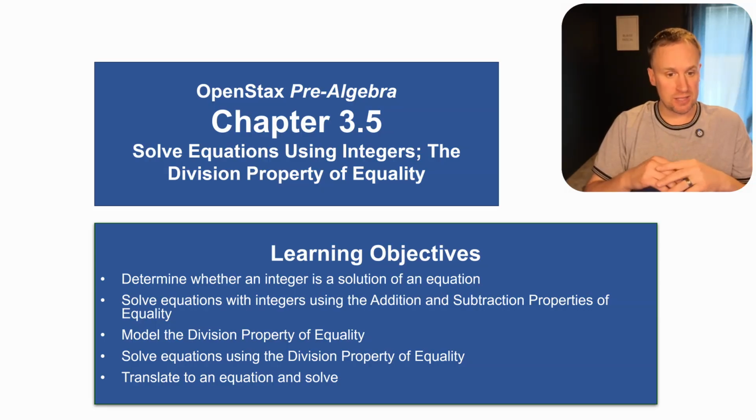Now, the learning objectives for the lesson are to: 1, determine whether an integer is a solution to an equation. 2, solve equations with integers using the addition and subtraction properties of equality. 3, model the division property of equality. 4, solve equations using the division property of equality. And then finally, translate words to an equation and then solve that particular equation. So let's go ahead and get started on that first learning objective.